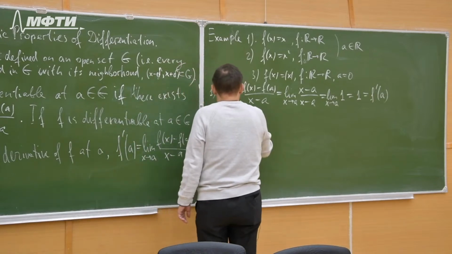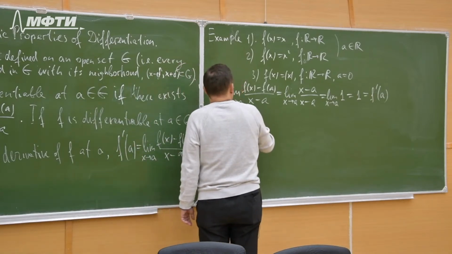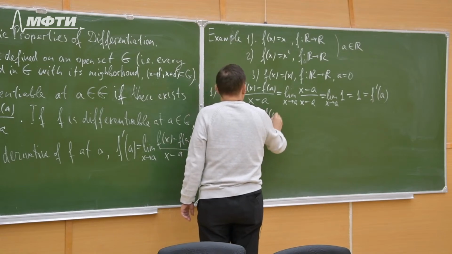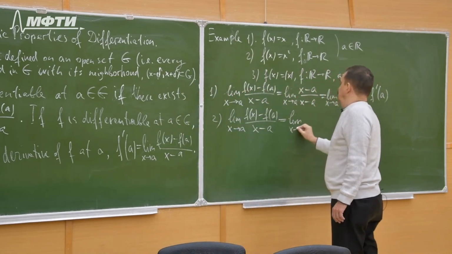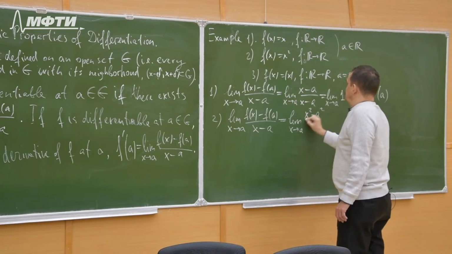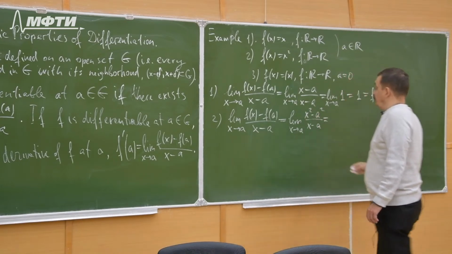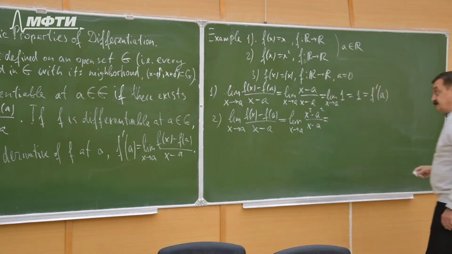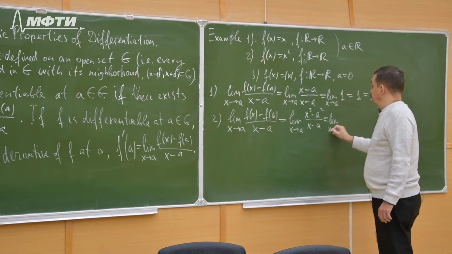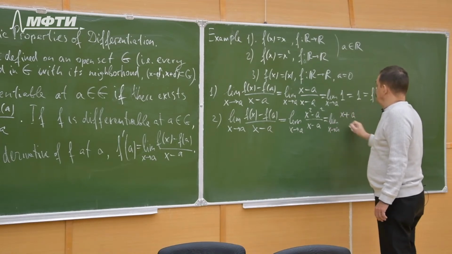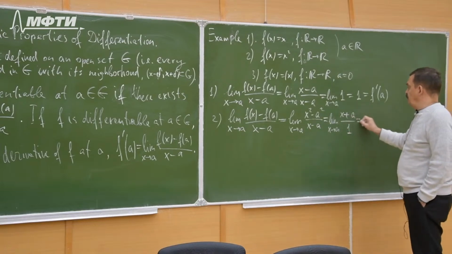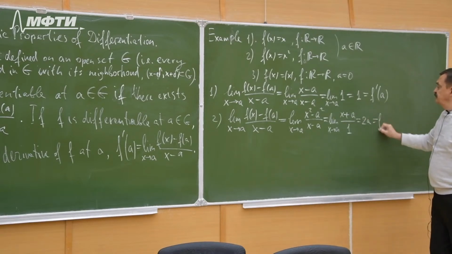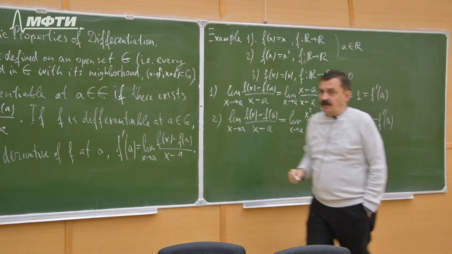Okay, and that is precisely f prime at an arbitrary point a by the definition. Next example, we consider the limit of f of x minus f of a over x minus a. Here it will be x squared minus a squared over x minus a. Using the difference of squares, we can write it as x plus a over 1 after cancelling the common multiplier x minus a. And after that we may substitute x equals a, so we have 2a, and that is precisely f prime at an arbitrary point a.